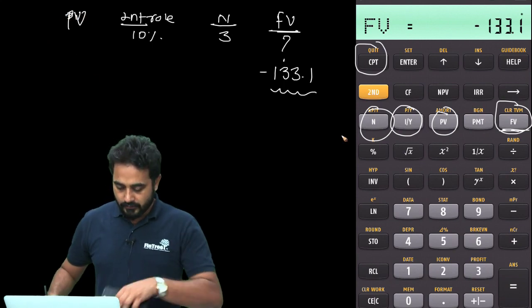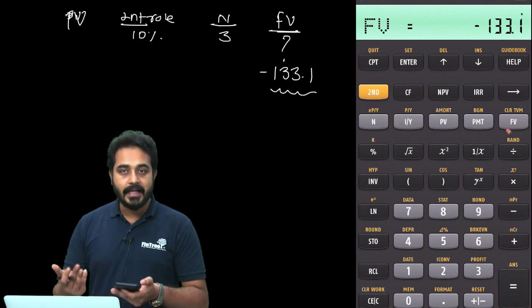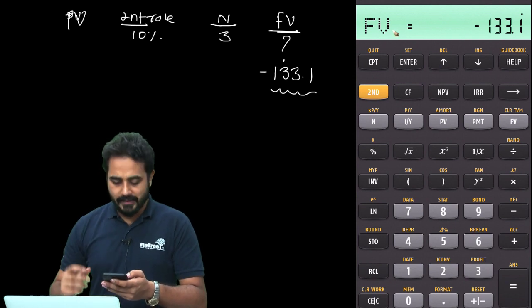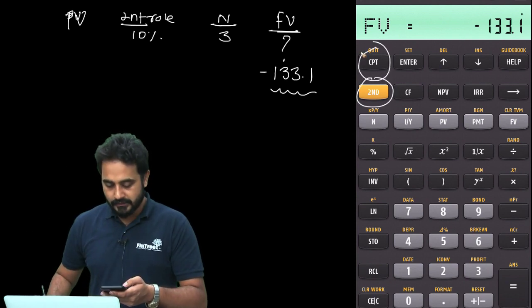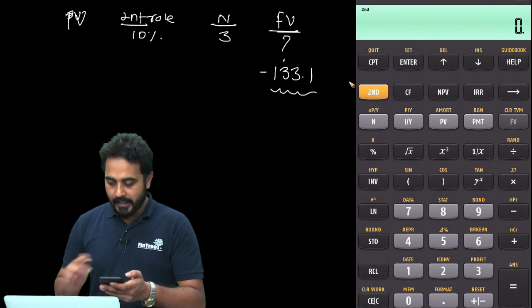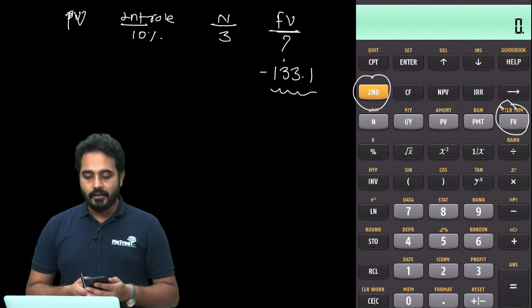So let's start doing it. The first thing we have to press is second, clear TVM. To clear my screen and come to the main screen, I'm pressing second and quit. So second quit. Then I'm going to press second and clear TVM. This is second, this is clear TVM. Then I will start entering the numbers.